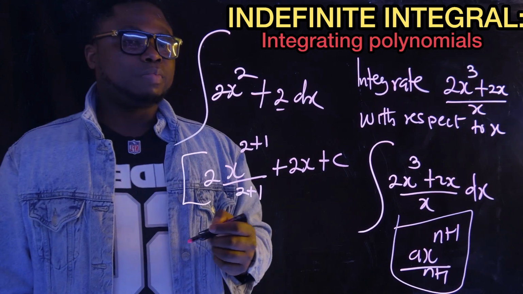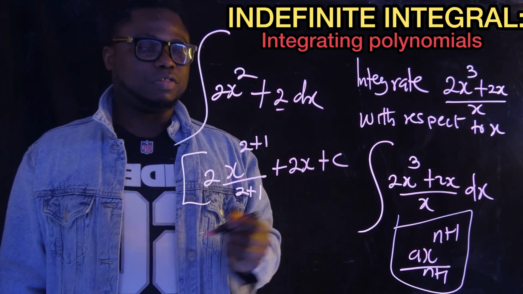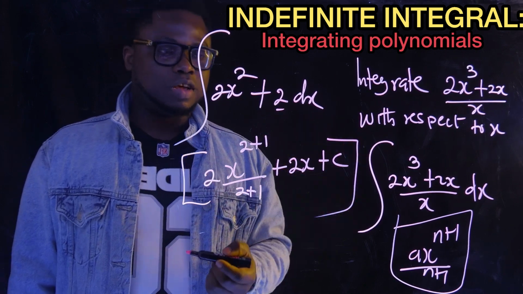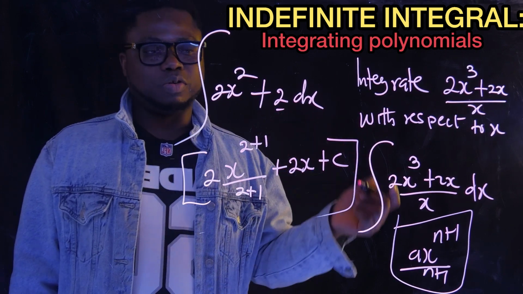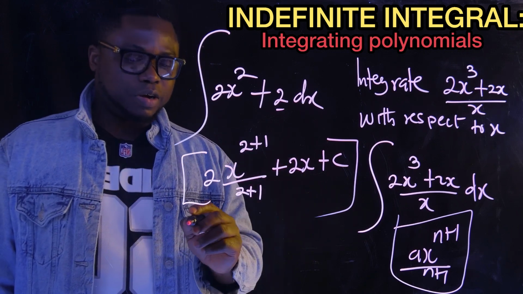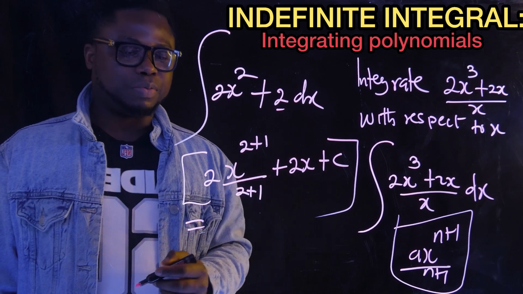So remember that integration is the opposite of differentiation. So if I'm integrating 2, I'm going to get 2x. But if I'm differentiating 2x, I'm going to get 2. Now this is what it should be. So I'll simplify this expression here.